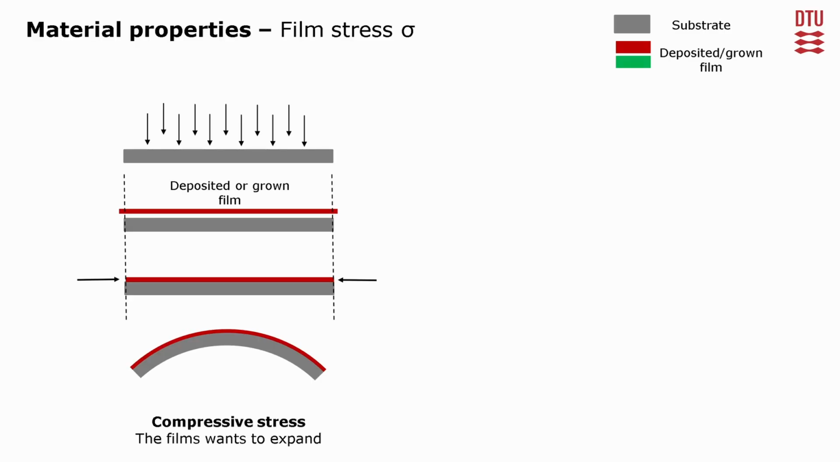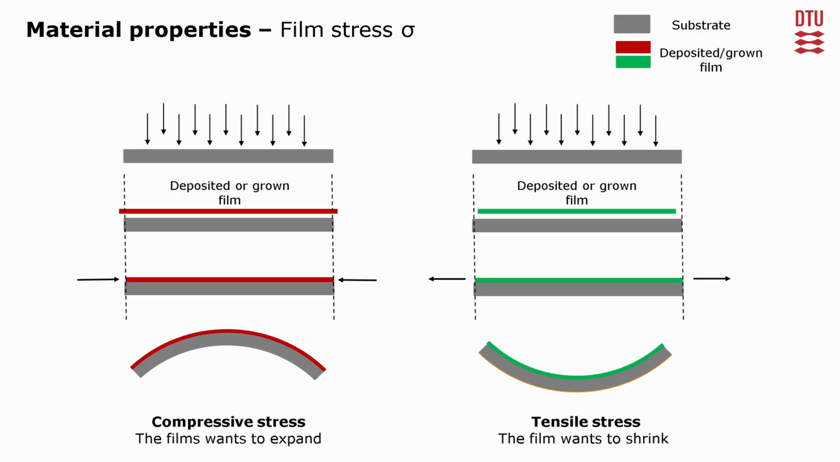There are two kinds of stress, compressive and tensile. 1. Compressive stress. The film, in a stress-free condition, would occupy a larger area, but during deposition, it is constrained in a smaller area and wants to expand. 2. Tensile stress. The film, in a stress-free condition, would occupy a smaller area, but after deposition, it is forced to stay in a larger area, leading to stress.